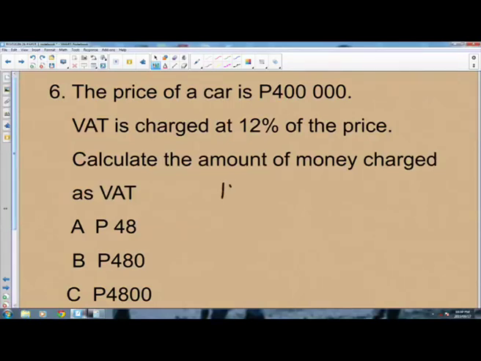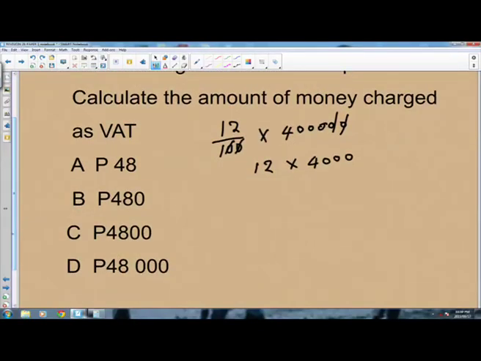So it's 12 divided by 100 times 400,000. The 0 here cancels the 0 over here. 0 here will cancel the 0 here. And then this is simply saying 12 times 4,000. And then what is 12 times 4,000? Just multiply 12 times 4. 12 times 4, 4 times 2 is 8. And then 4 times 1 is 4. So it's 48.